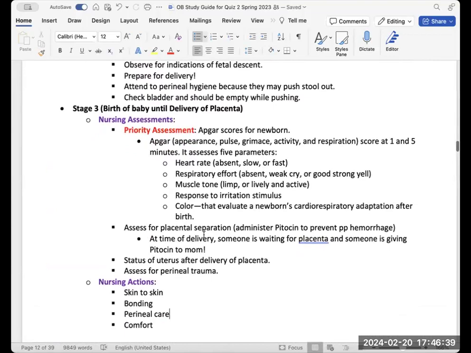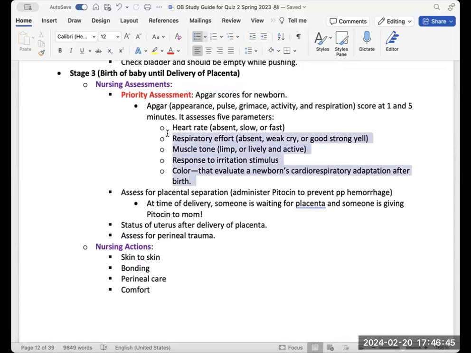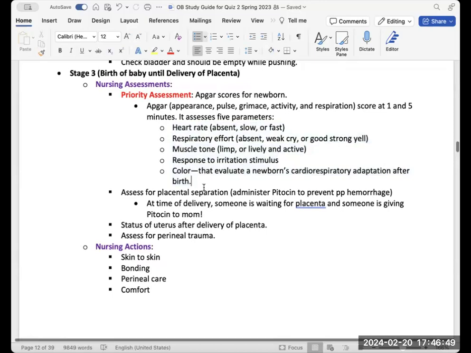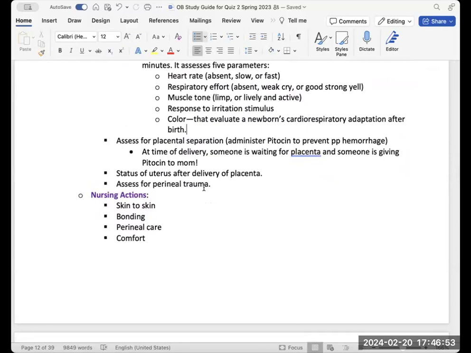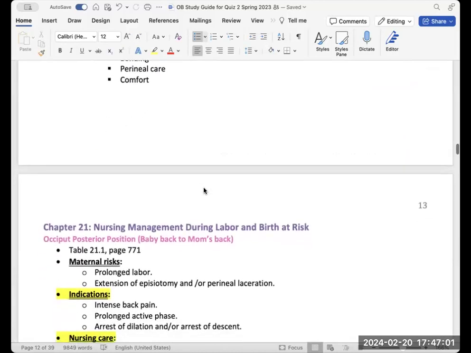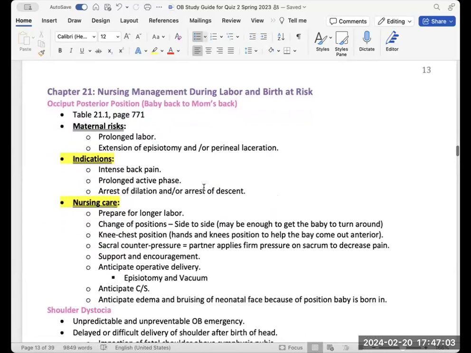But I want you to keep in mind what the APGAR score is, and that when you're in stage 3, the priority is to obtain the APGAR score at 1 minute and at 5 minutes. And these are the sorts of things that it's assessing for: heart rate, respiratory rate, muscle tone, response to irritant stimulants, and color. Like I said, I'm not going to get into this now, but when you do the APGAR score, there's certain colorings that are going to be abnormal and normal to see when they're first born. So that's why coloring is important.